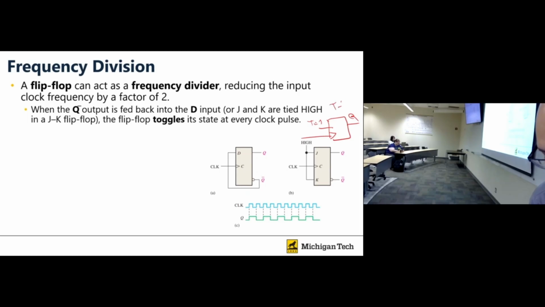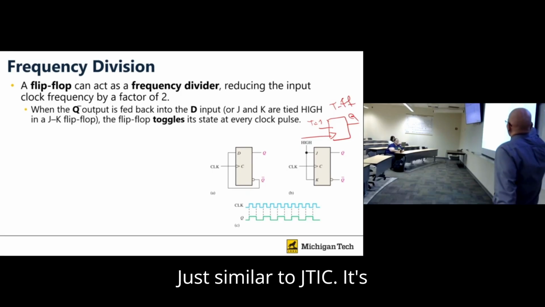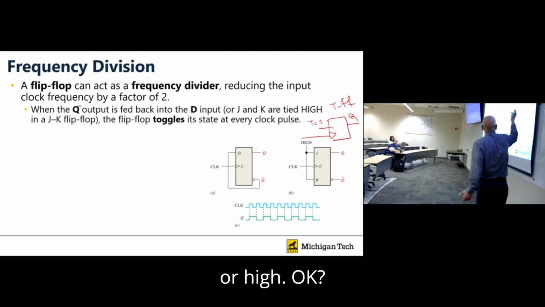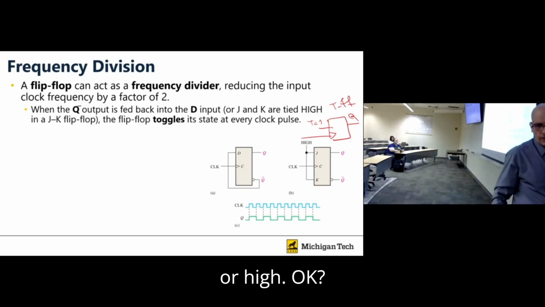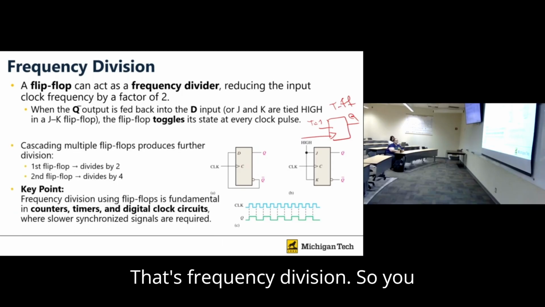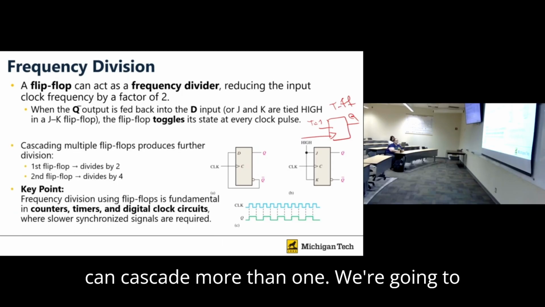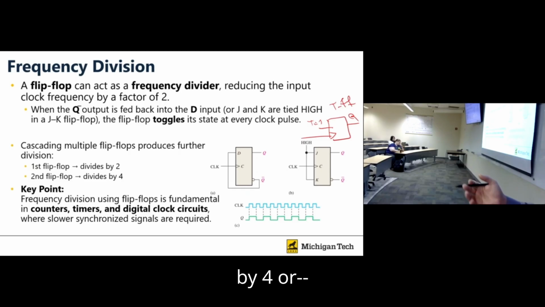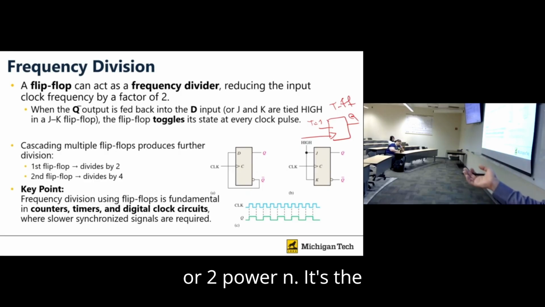This is T flip-flop. Easy, just similar to JK. Just connect it to 1 or high voltage. Okay, that's it. That's frequency division. So you can cascade more than one. We're going to see the next slide, to divide by 4 or 8 or 16, or 2 power n.